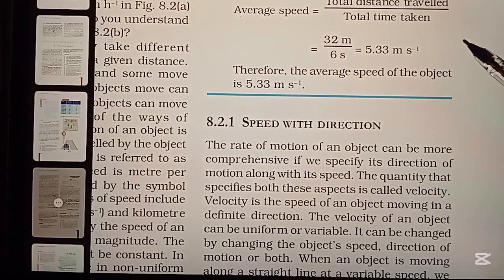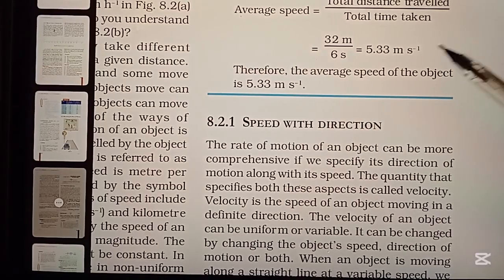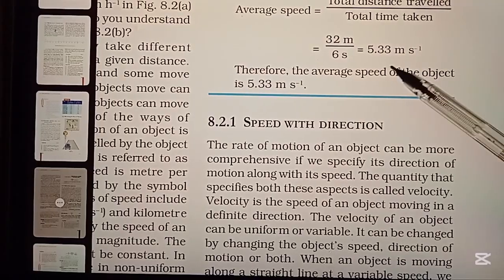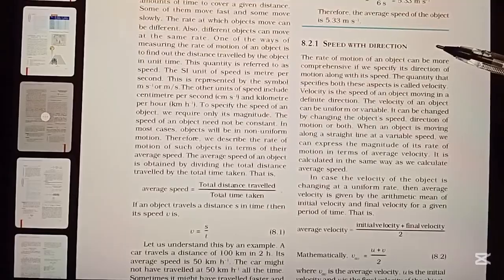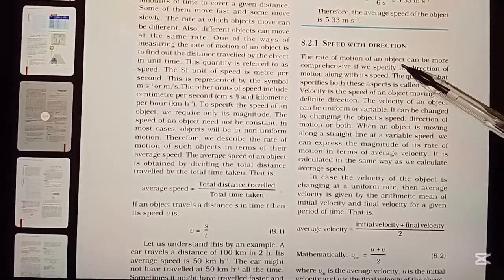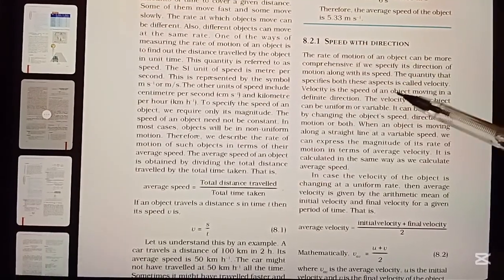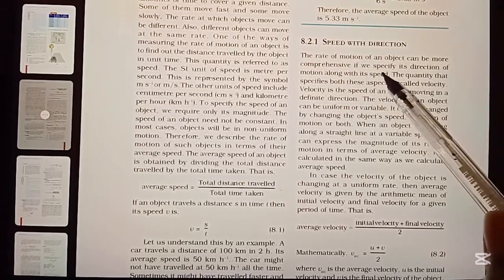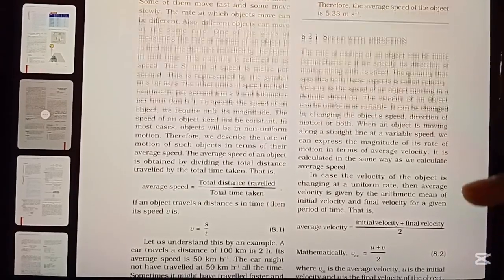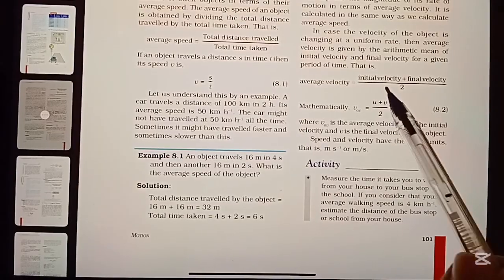And instead of writing meter divided by second, if you take the second to the upper part, you will get second raised to minus 1. So this is the SI unit for speed. The next topic is speed with direction. The rate of motion of an object can be more comprehensive if we specify its direction. So direction and speed together is what we call velocity.